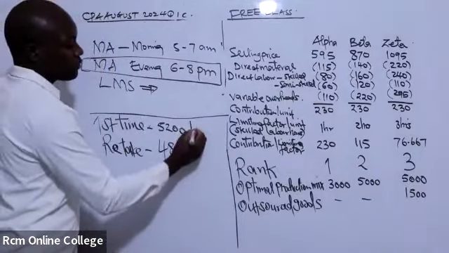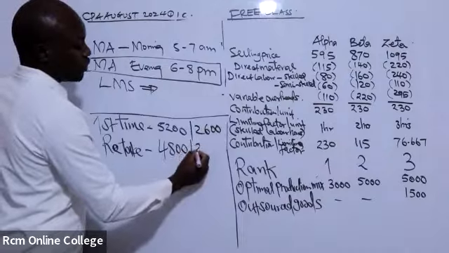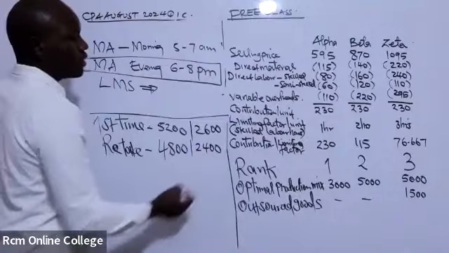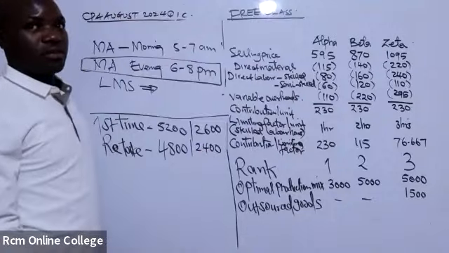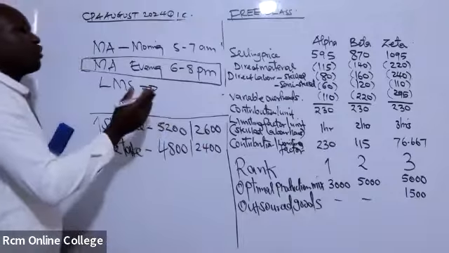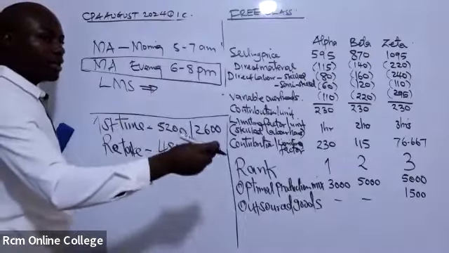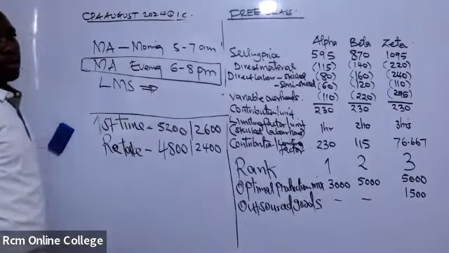Do half. Deposit half today. Start your class. Clear the balance within 30 days. As you look for the balance, you are already learning. Don't wait until you get the full amount; that is when you start learning. Do half, start your class. The balance will come within 30 days.